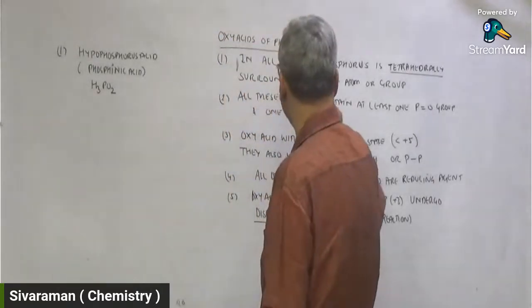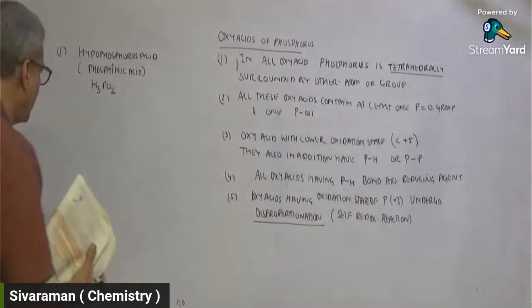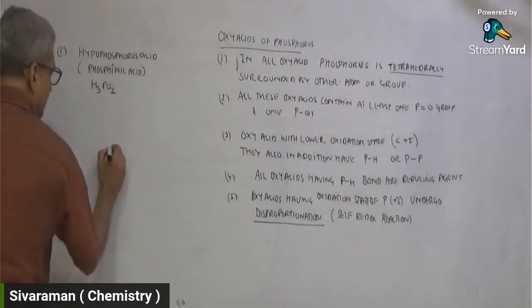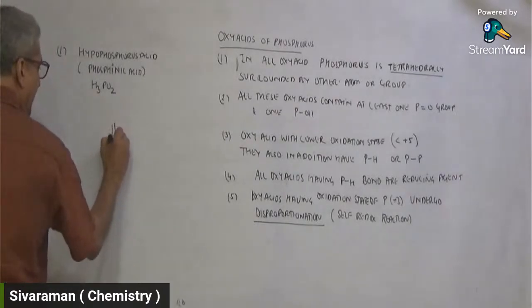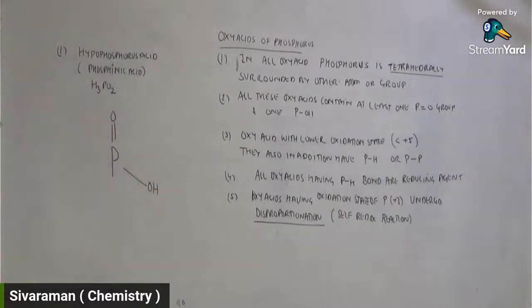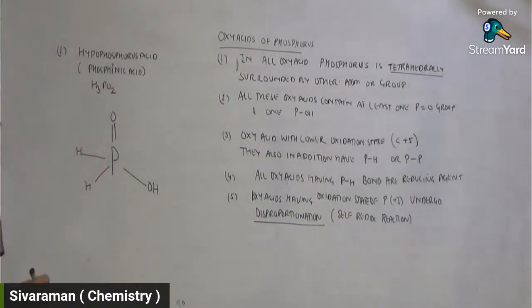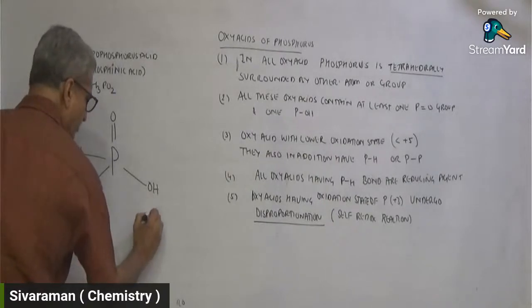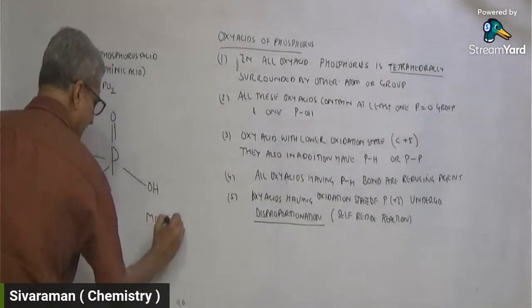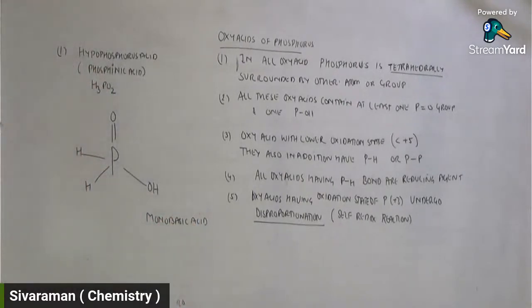Look at the first limitation. They all have a P=O bond. If you look at the structure, you have phosphorus. They have to necessarily have a P=O bond and a P-OH bond. Now the remaining hydrogen. You can see over here that there is only one OH group, so it is a monobasic acid. That means it will give only one H+ ion on dissociation.